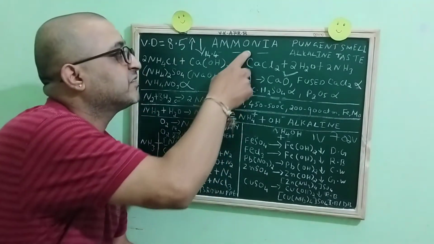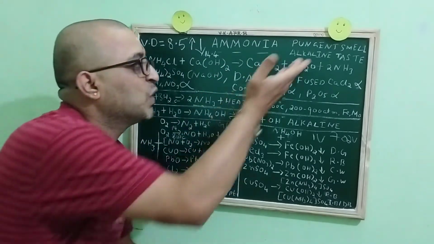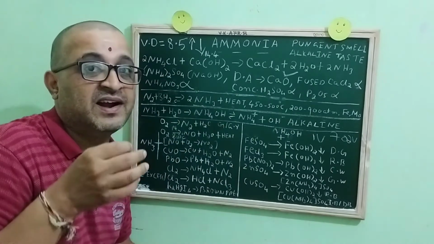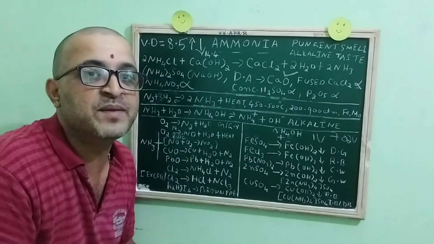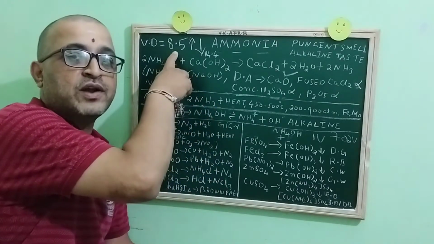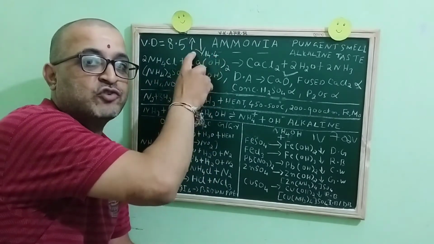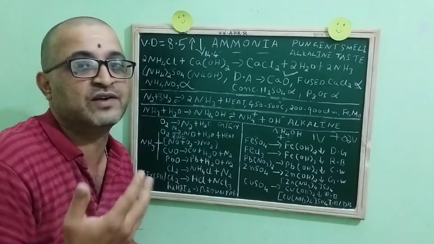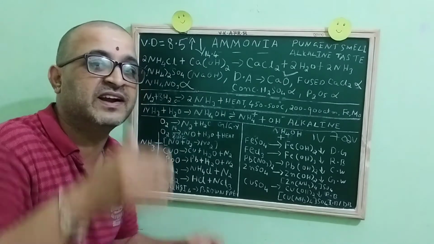Children, today's topic is ammonia. What is ammonia? It's a colorless gas with a pungent smell and slightly alkaline taste. Children, what is the vapor density of ammonia? It's 8.5. Air's vapor density is 14.4. Then out of these two, which is lighter and which is heavier? Definitely air is heavier. Then how is ammonia collected?